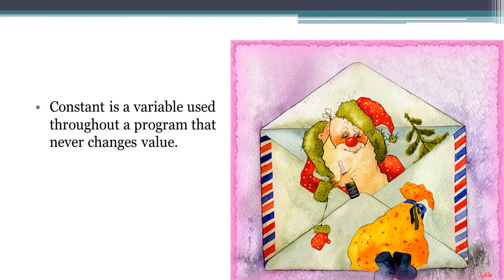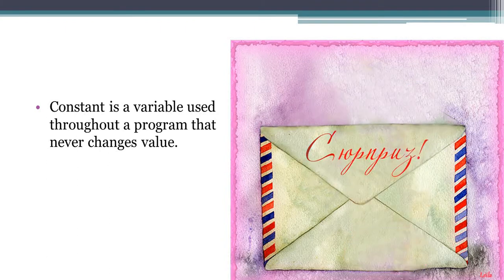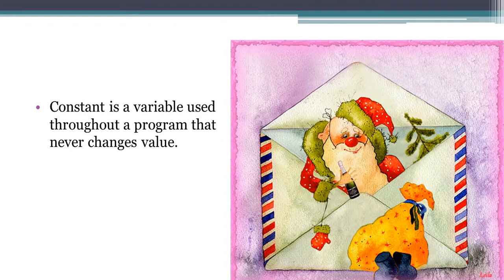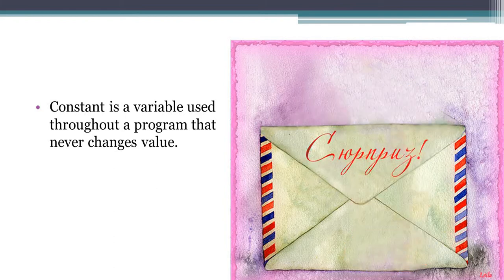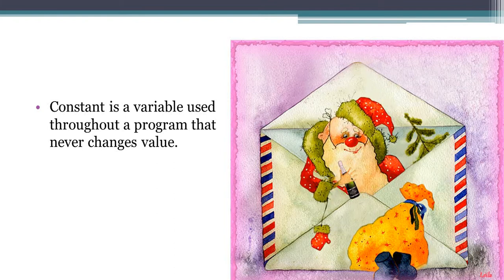Now, what are constants? A constant is seen as a value used throughout a program that never changes. Now, the difference between a constant and a variable is that a variable changes value. We can go to our variable and edit the information that is kept there, but constants can never change. The values remain the same.